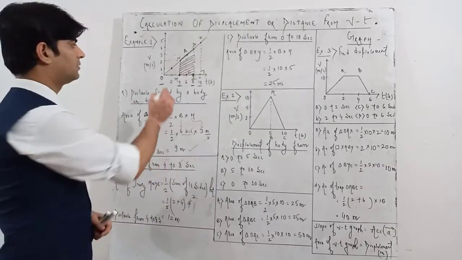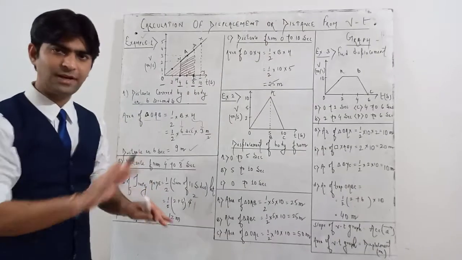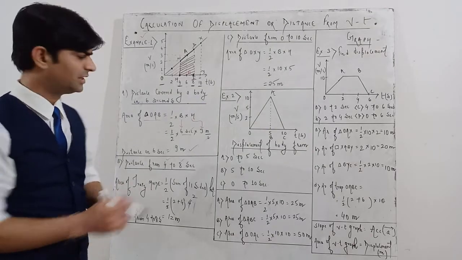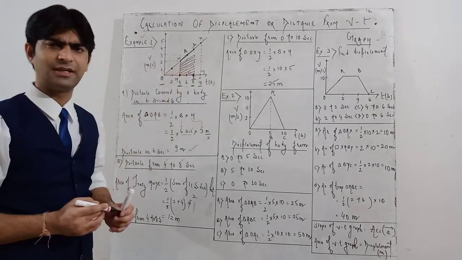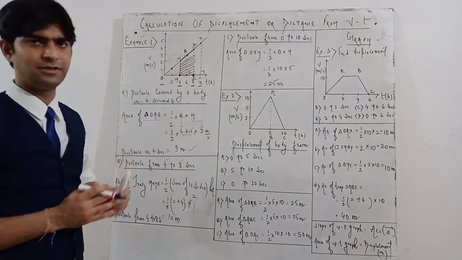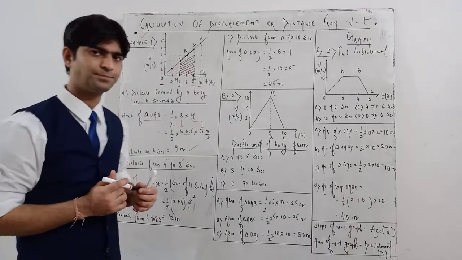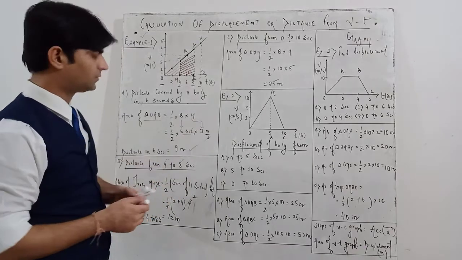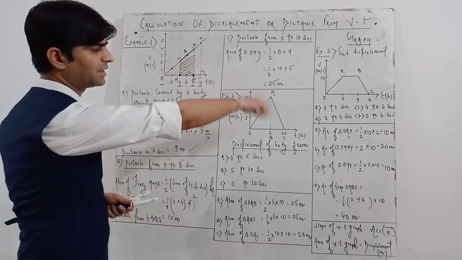That means from 0 to 10 seconds, for the complete graph, the body is travelling 25 meters. So these are the 3 different sections I have taken for this particular graph. This is example number 1. Now let us take example number 2. This is the given graph.